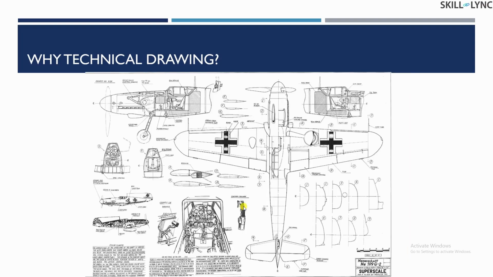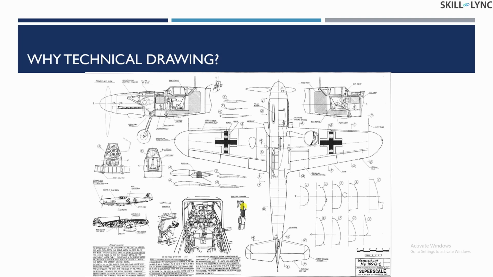This is another example of how the technical drawing can help the manufacturing domain or the industry. So this is actually a fighter aircraft from the World War II generation, a German fighter aircraft. It's called the Me-109G2. So this drawing typically shows you how to assemble this vehicle and which components are where.